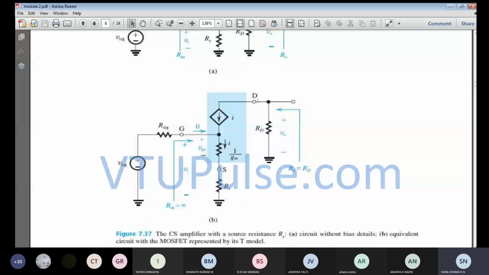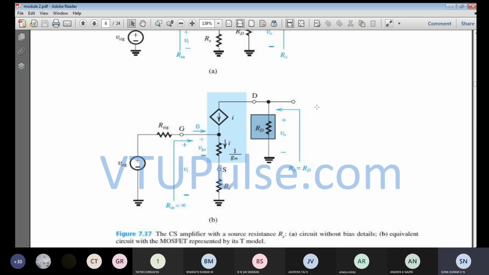And then what is the resistance when you look from the output terminal, the drain? When looking from the drain terminal, what is between the drain terminal and ground? So what is the output resistance? You can see this is the resistance RD, which is connected between the drain terminal and ground. So obviously this is the output resistance. We are not going to consider RL as of now.